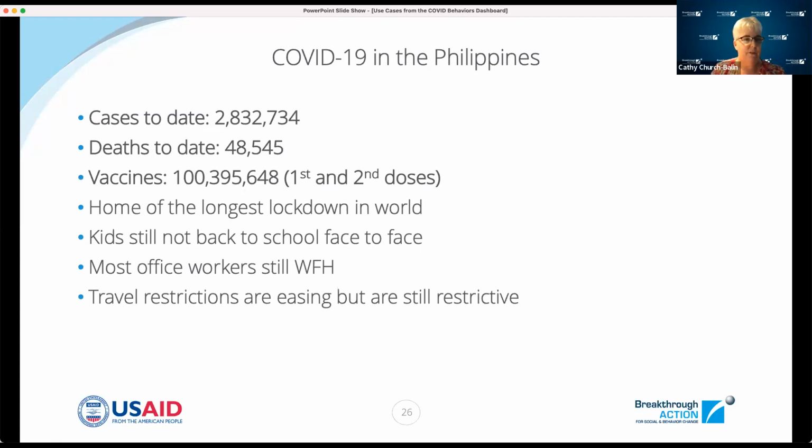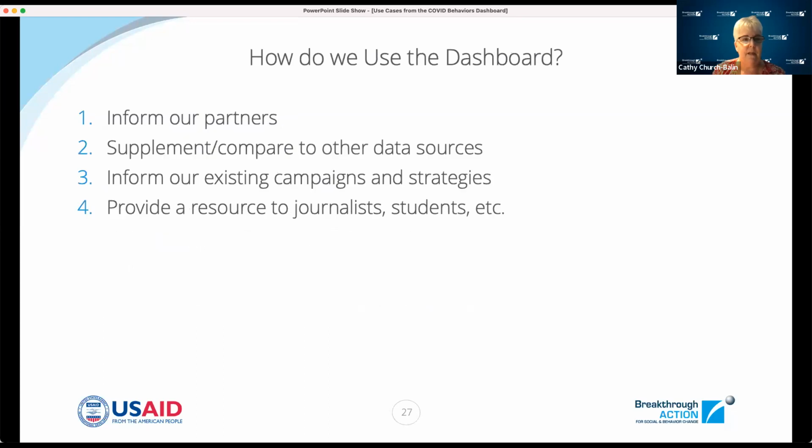Some of you may know the Philippines as the home of the longest lockdown in the world. Our kids are still not back in school face-to-face around the country. There's a pilot going on right now. Most people are still working from home, and our travel restrictions are easing, but they're still pretty restrictive. So given that context, we've been working on COVID since March of 2020. Next slide, please. So I wanted just to go over how we're using the dashboard.